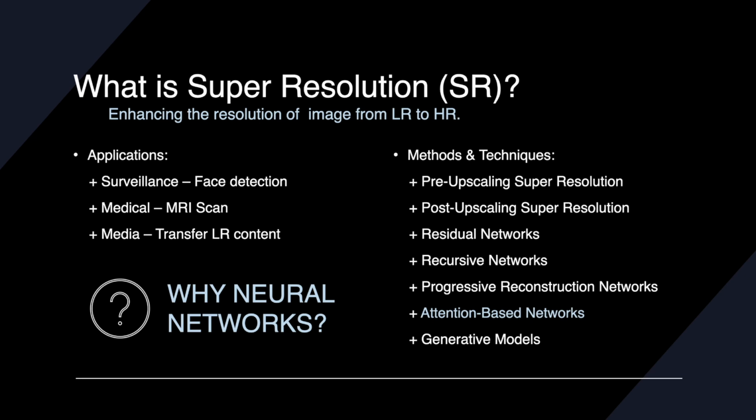Now let's move on to the methods and techniques that are used for performing image super resolution. The basic methods involve pre-upscaling super resolution and post-upscaling super resolution. And as we move towards advanced methods, we have residual networks, recursive networks, progressive reconstruction networks, attention-based networks, and generative models. Later on in this video, I'll be talking about residual networks and attention-based networks, but feel free to explore all the methods and techniques. And as we move forward, it is essential that we understand, for the task of performing image super resolution, why do we need neural networks?